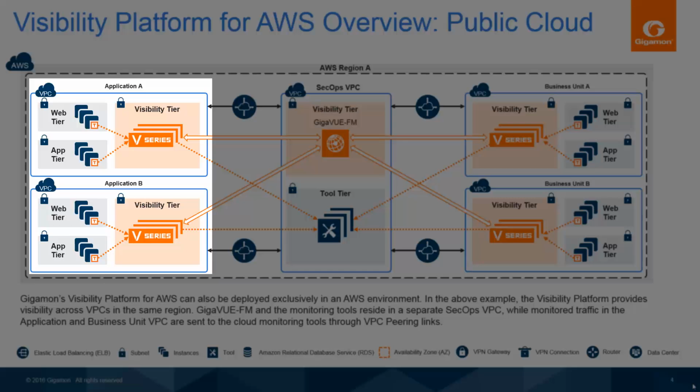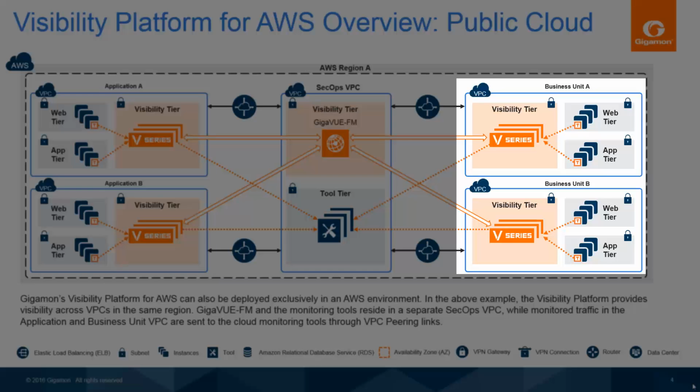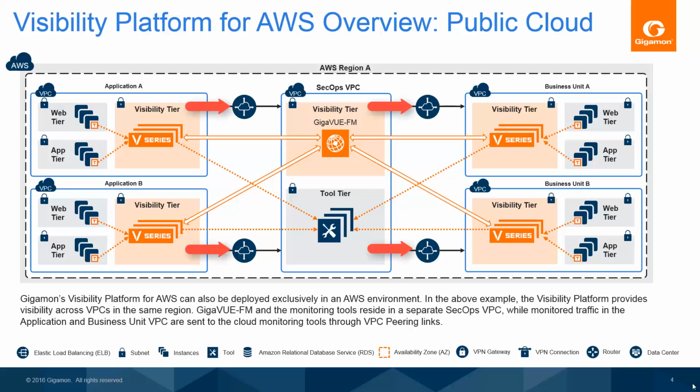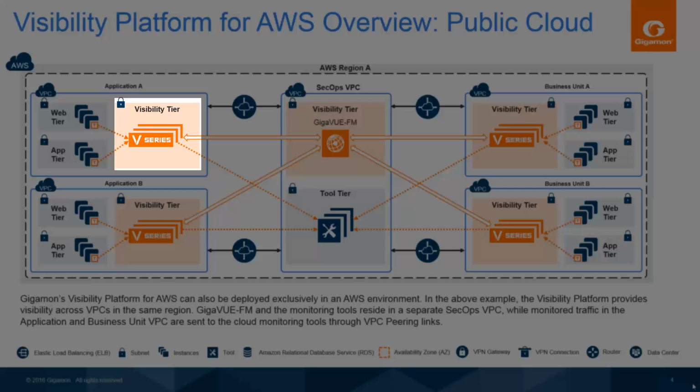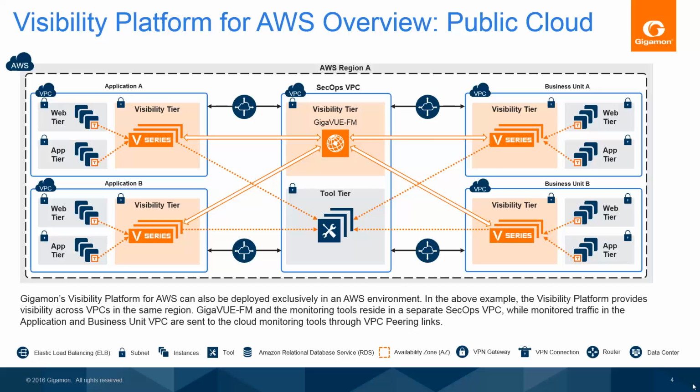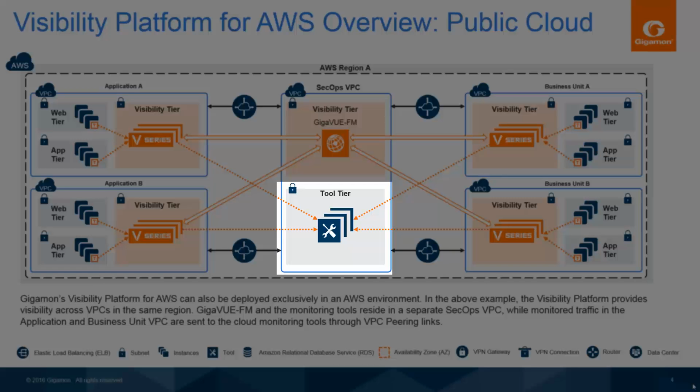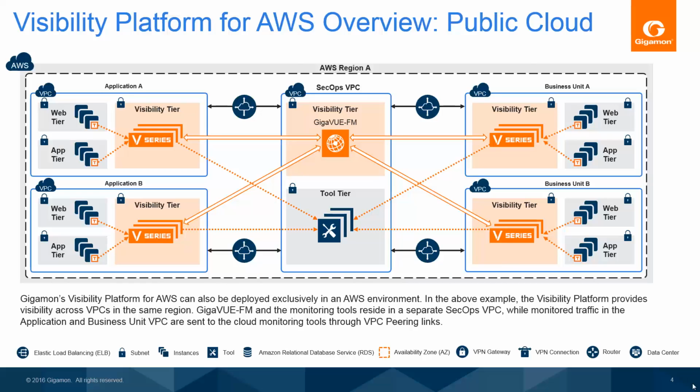Then your applications or business units can have separate VPCs that connect to the SecOps VPC via VPC peering. Inside each one of these VPCs, a vSeries node or a series of vSeries nodes will be running where the agents on your workloads will be able to forward the traffic to them and then have that tunneled back across the VPC peering link to the tools that exist in the SecOps VPC.